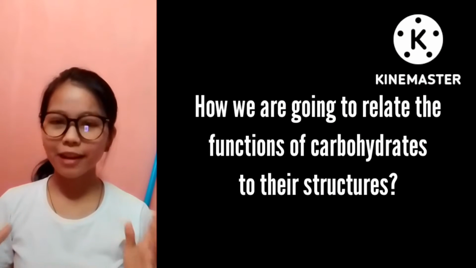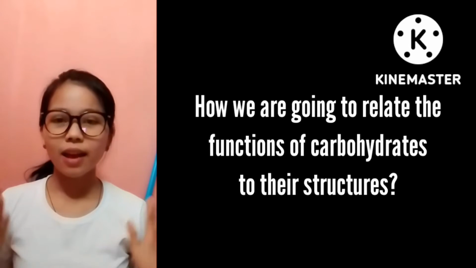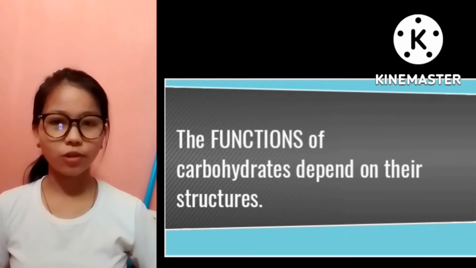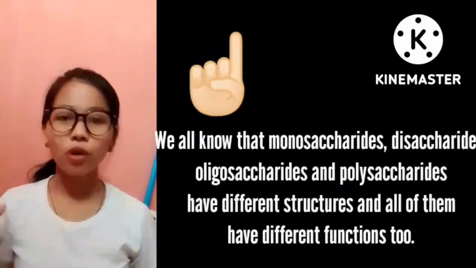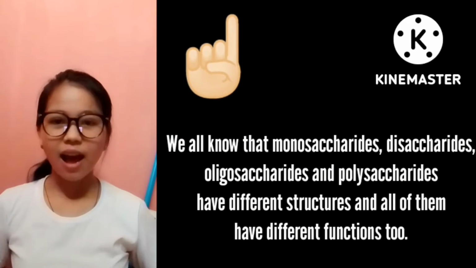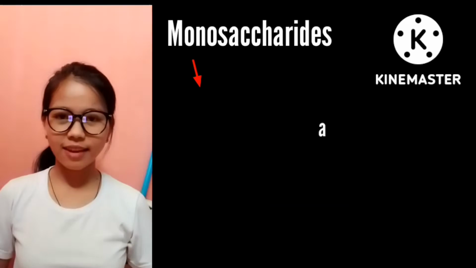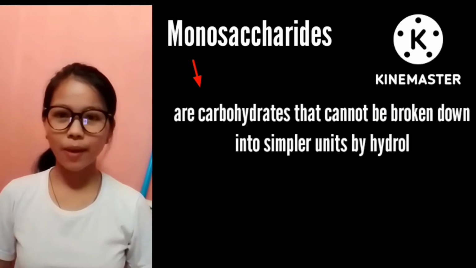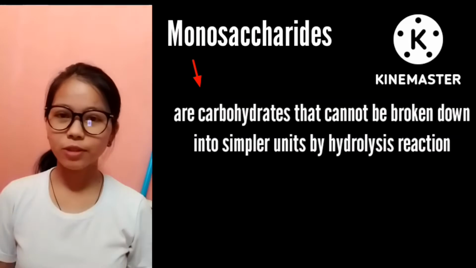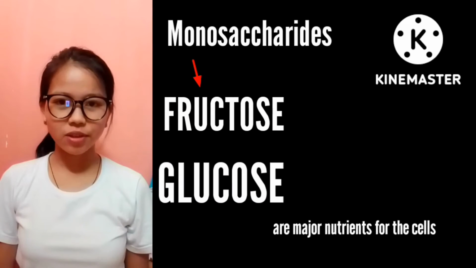How are we going to relate the functions of carbohydrates to their structures? So, here it is. The functions of carbohydrates depend on their structure. We all know that monosaccharides, disaccharides, oligosaccharides, and polysaccharides have different structures, and all of them have different functions too. The monosaccharides are carbohydrates that cannot be broken into simpler units by hydrolysis reaction. Common examples of monosaccharides are fructose and glucose. The glucose, on the other hand, is a major nutrient for cells.